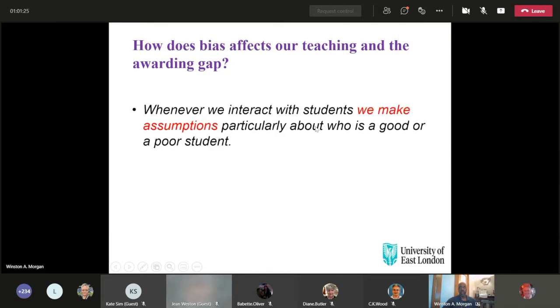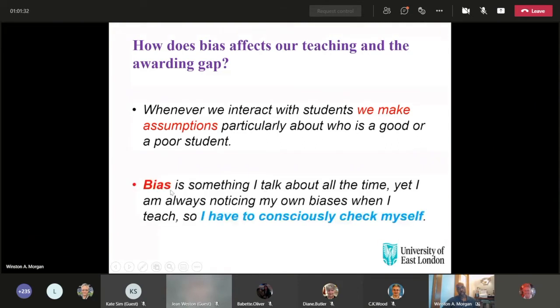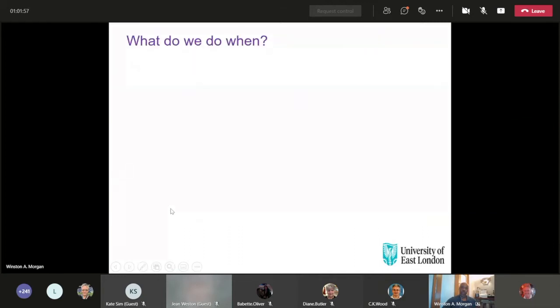Whenever we interact with students, we make assumptions, particularly about who's a good student and who's a poor student. Bias is something I talk about all the time. I do lots of presentations on this topic, yet I always notice my own biases when I teach, and I have to constantly check myself. I check myself because I know I have biases, I acknowledge them, and I try and do something about them. But if you don't acknowledge you have biases, you're not going to do that, and you're just going to continue to work with these biases and, if you like, teach and award students with these biases.